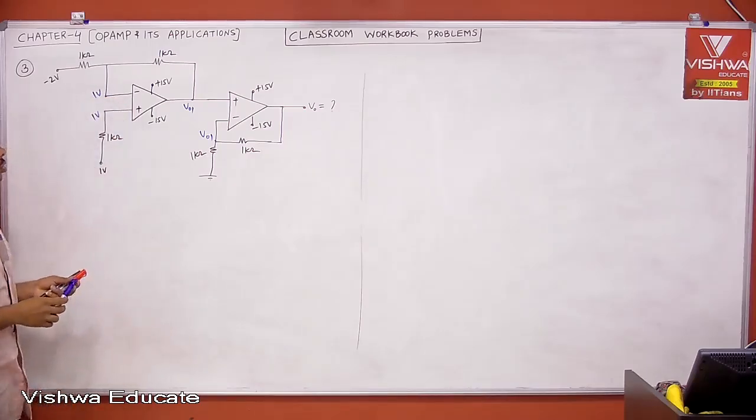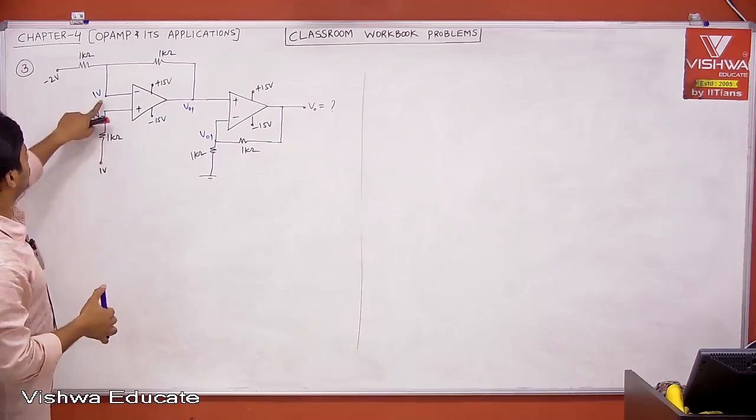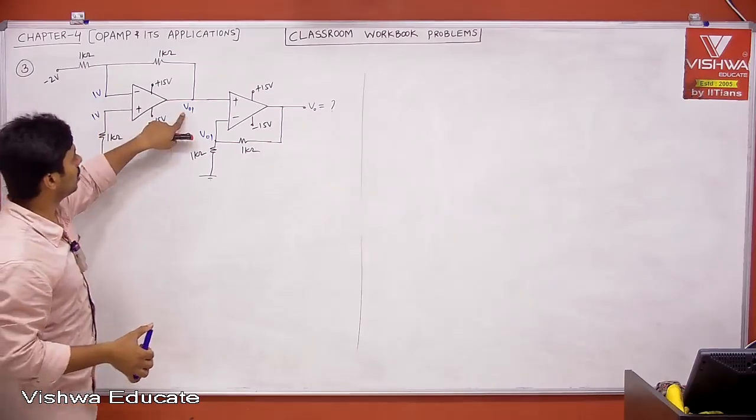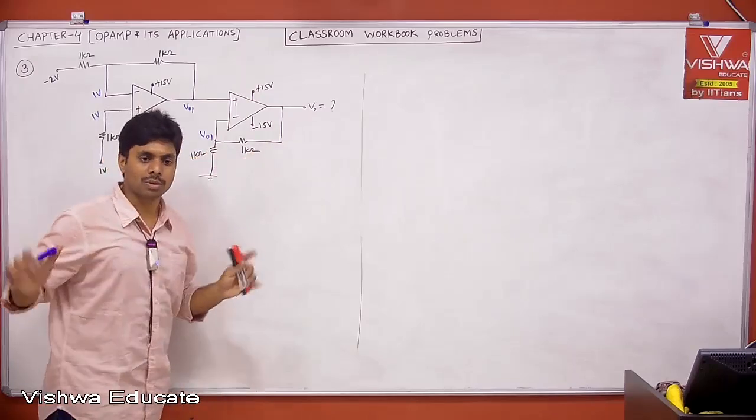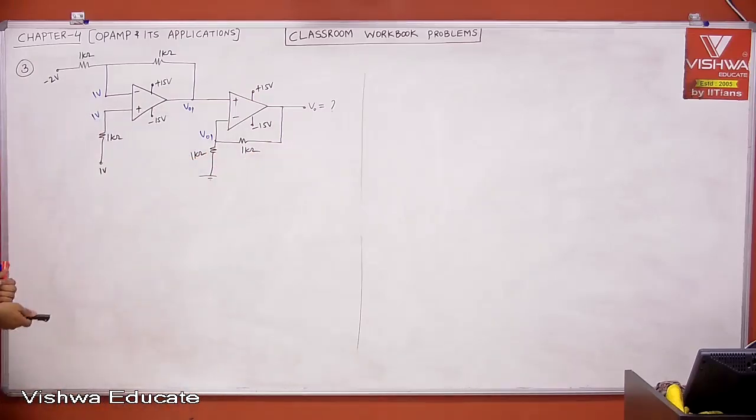Now we can apply nodal analysis at this node. Then you will get V01. Then apply nodal analysis at this node. You will get V0. Problem is over. Okay. Now let's see.